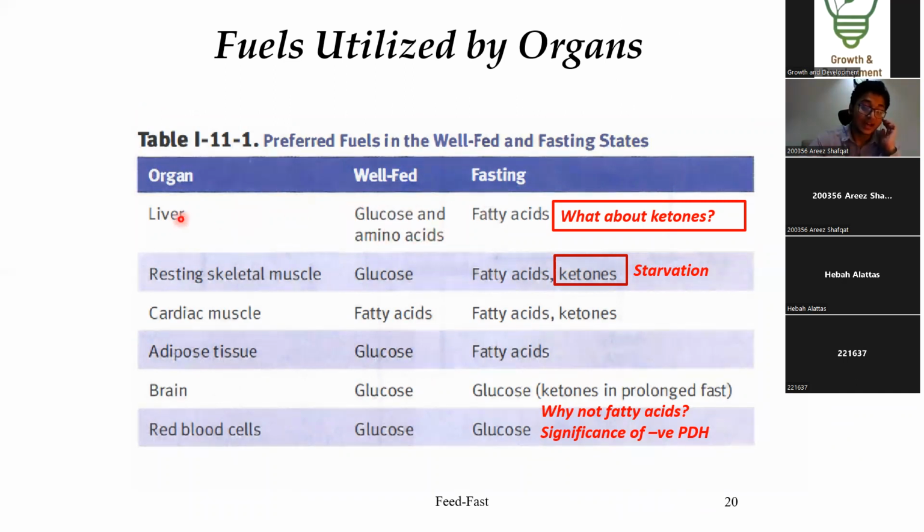The liver utilizes fatty acids during fasting. It doesn't utilize ketones, as you guys said, because it lacks the enzyme thiophorase. The skeletal muscle in the well-fed state utilizes glucose. In the starvation condition, it utilizes fatty acids and also ketone bodies. Cardiac muscle, you should know that they always utilize fatty acids, and ketones in prolonged starvation. The brain, this is the most important part of this table. The brain utilizes glucose, but it utilizes ketone bodies in a prolonged fast. The red blood cell always uses glucose. I hope all of this makes sense now.